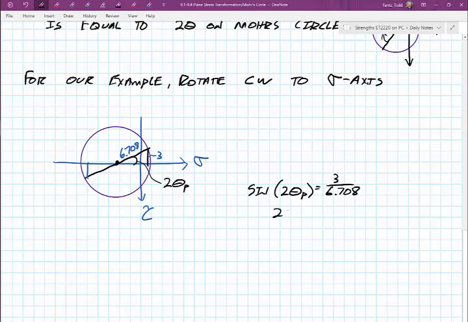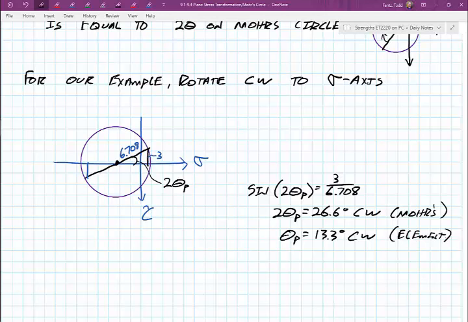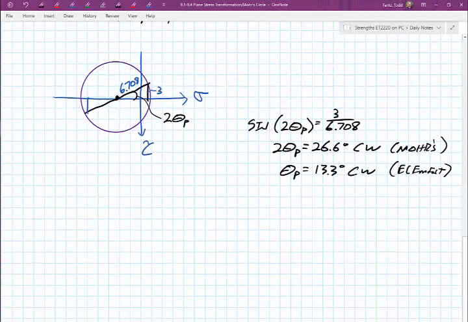So what I ended up with is 2 theta p is 26.6 degrees clockwise. Now that's on Mohr circle. That's how far I would have to rotate on Mohr circle to get there. And that means that theta p is actually 13.3 degrees clockwise on our element.